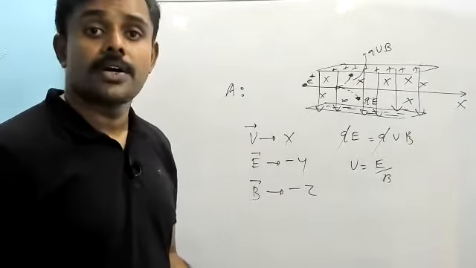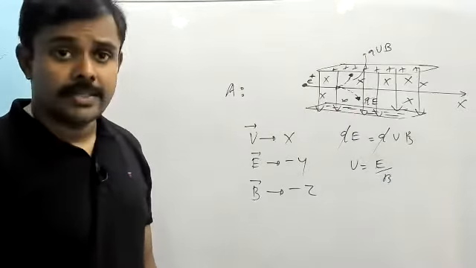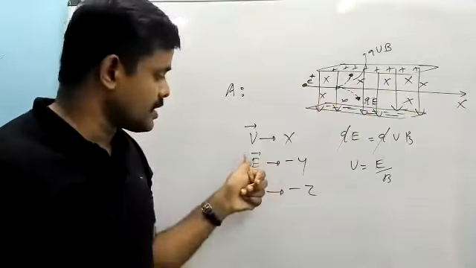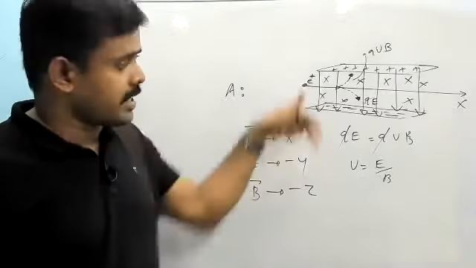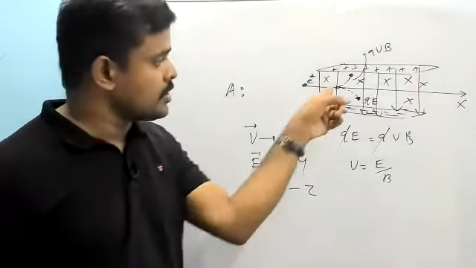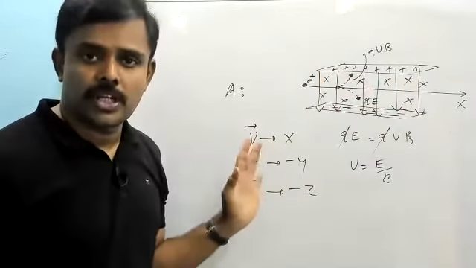This is called a velocity selector, the concept of velocity selector. The particle is moving along the x-axis, so the velocity vector is in the x direction. The electric field is in the negative y direction, downward. The magnetic field is in the negative z direction, into the board. These are all into marks you see here. So anyway, they are mutually perpendicular.